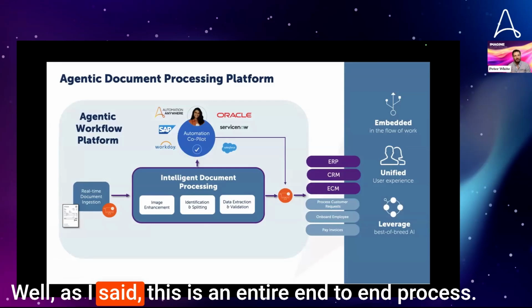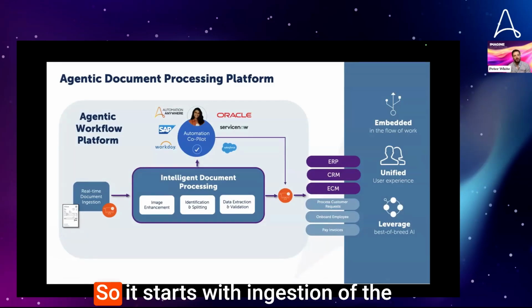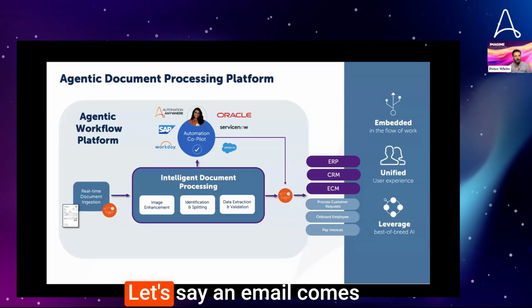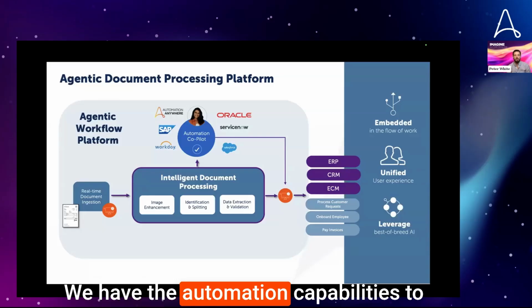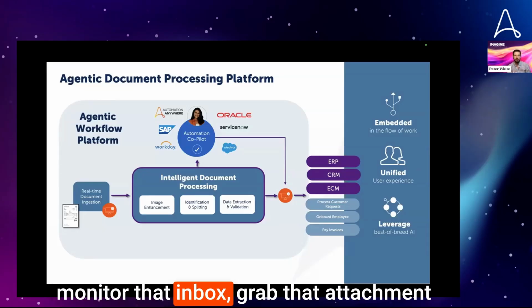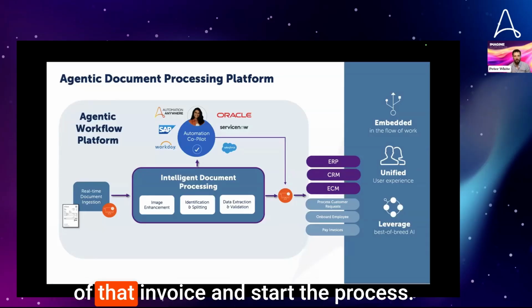All right, so how does this all work? Well, as I said, this is an entire end-to-end process. So it starts with ingestion of the documents you want to process. Let's say an email comes in with an invoice attached. We have the automation capabilities to monitor that inbox, grab that attachment of that invoice, and start the process.